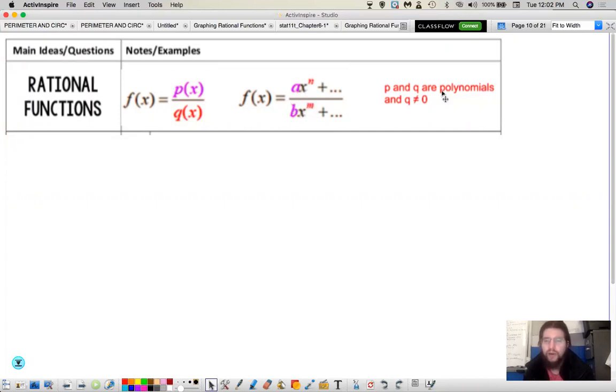Now, P and Q are polynomials, and it's important that you realize Q is not zero. If it was zero, we could do anything, the universe exploding, and so on. No dividing by zero, ever. Let's take a look and see what's happening. So let me just do this real quick so that we can reference that.